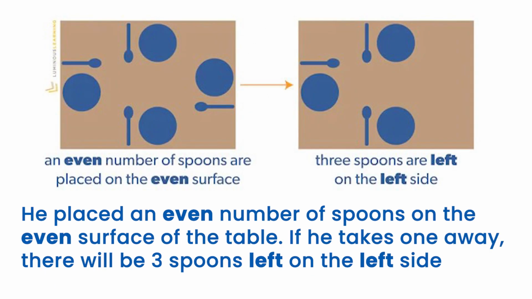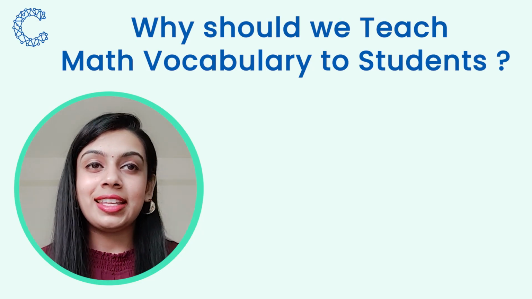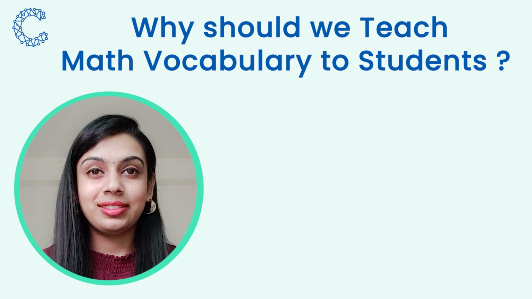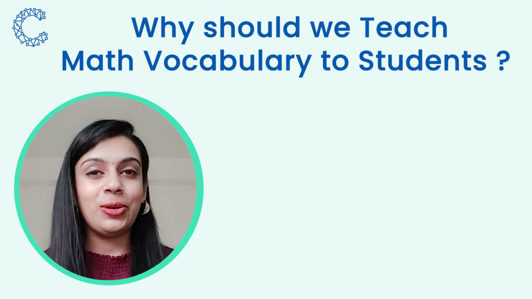Statement number 2 says, Rahul placed an even number of spoons on the even surface of the table. If he takes one away, there were 3 spoons left on the left side. So, do the bolded words mean the same in the following example? And the answer is no.